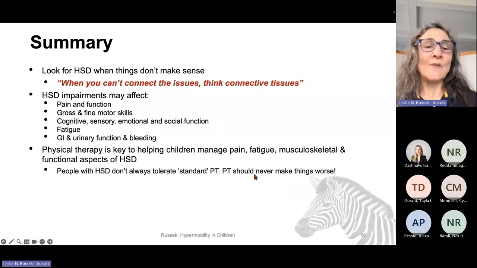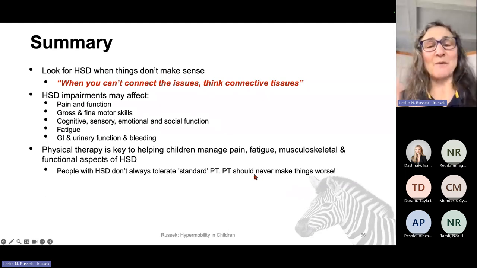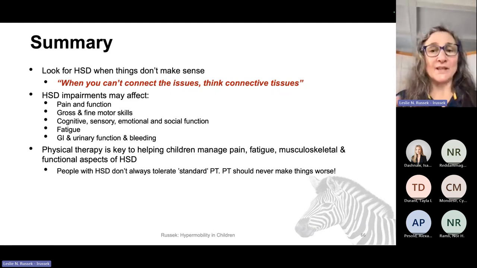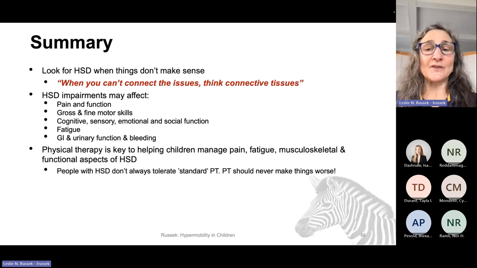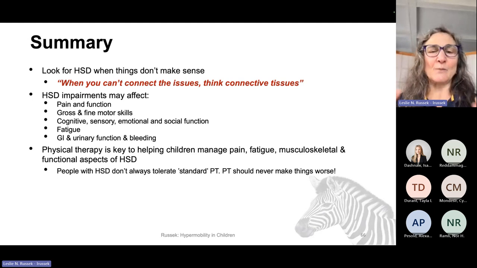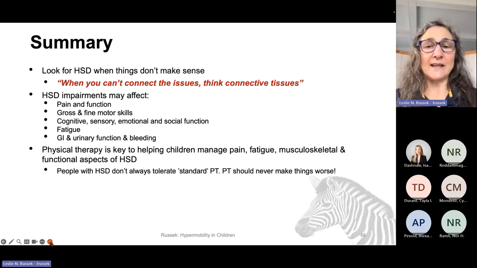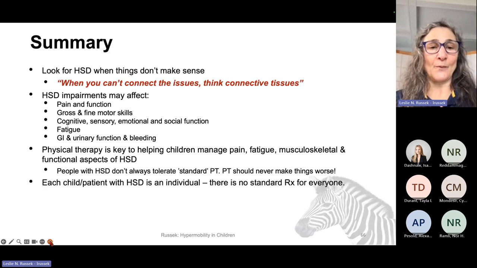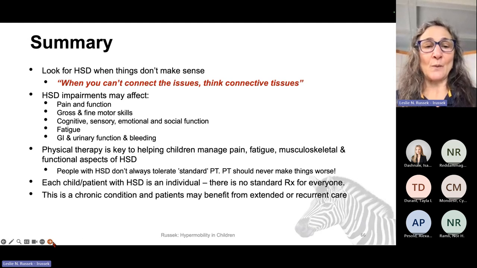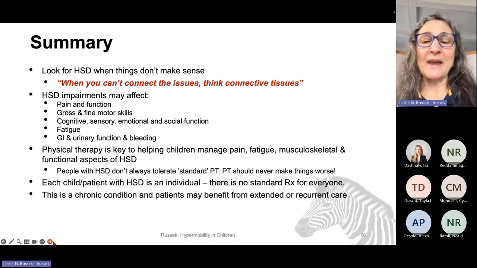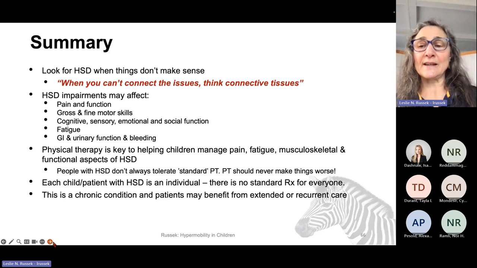So I'm not asking you to send them all to me. Send them to whatever PT they have a relationship with already. But if it's not working, and if you have those patients who are more complicated, more that intermediate or complex, then an EDS specialist PT can be helpful. Each child is an individual. There's no standard treatment for everyone. And these are chronic conditions and the patients may benefit from extended or recurrent care.